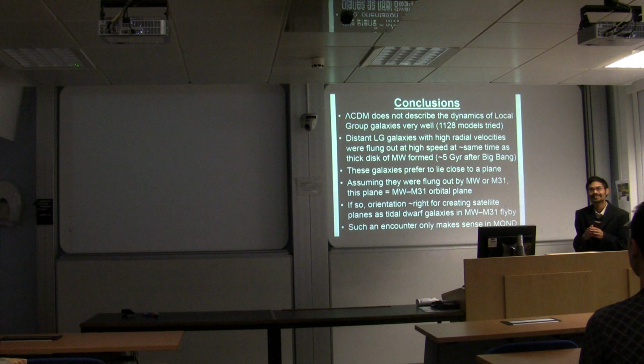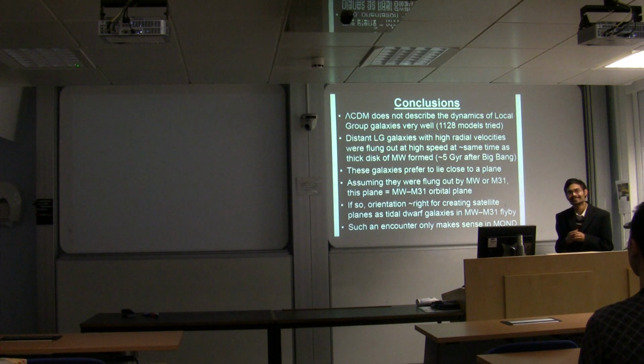Are there any more questions? Paul? I was curious, why does MOND require this flyby between Andromeda and the Milky Way, and do all versions of MOND require this? There's very little difference between different versions of MOND, as I was showing in a recent paper about the external field effect.